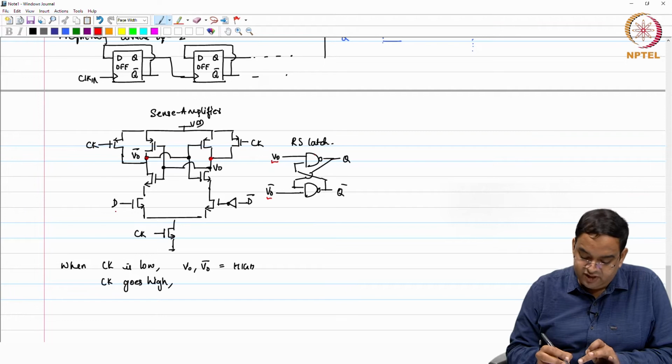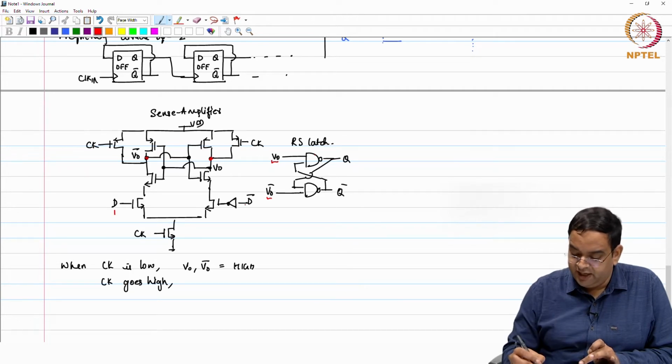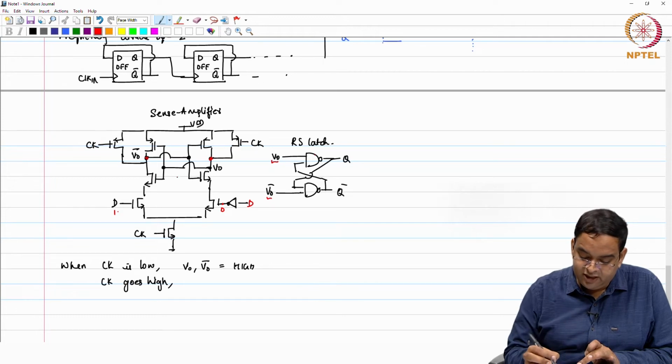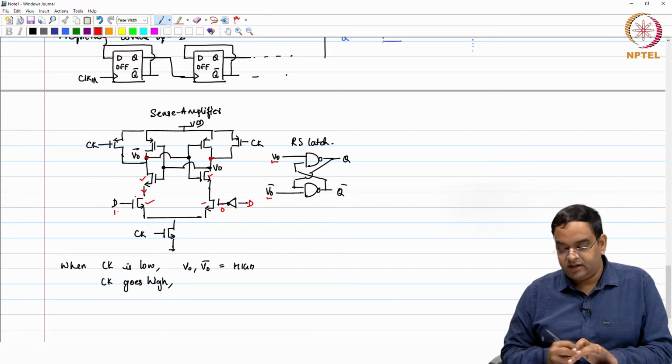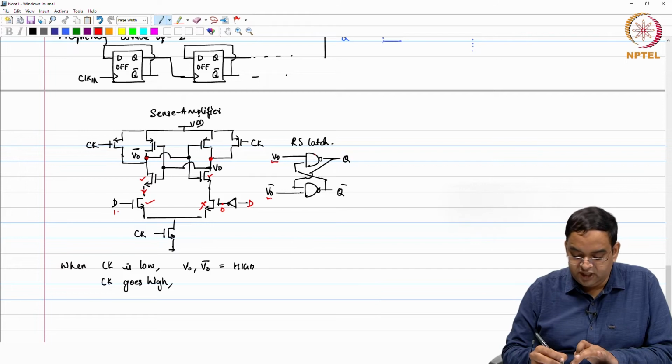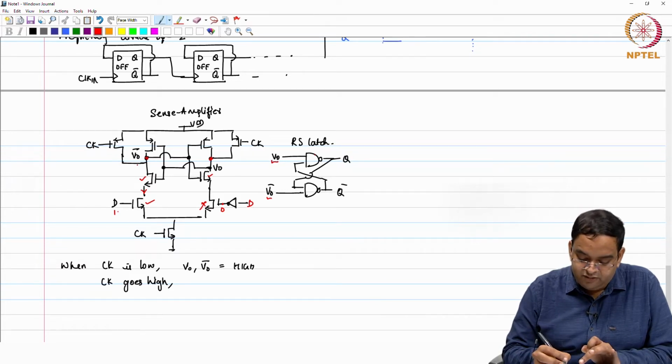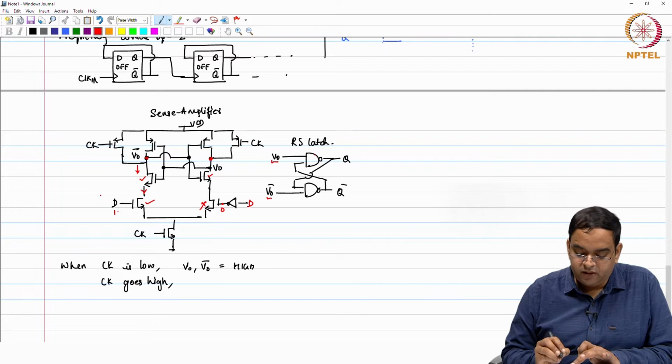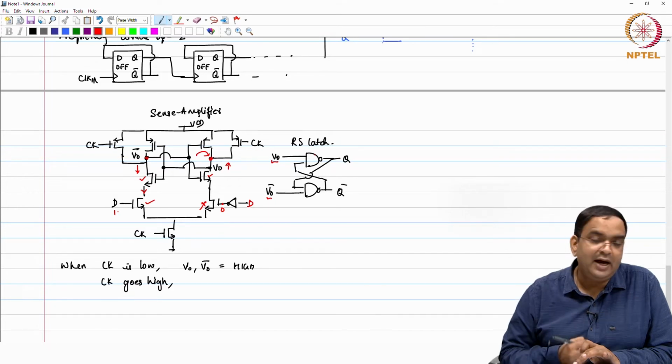If previously D was 1, a logic high, then you have D bar which is coming here as 0. So, when D is 1 and this node is 0, these two transistors get active. This is 1, so it will start conducting. This is off. When this conducts, your VO bar value will go down. As your VO bar value goes down with the PMOS transistor, this value is held high.